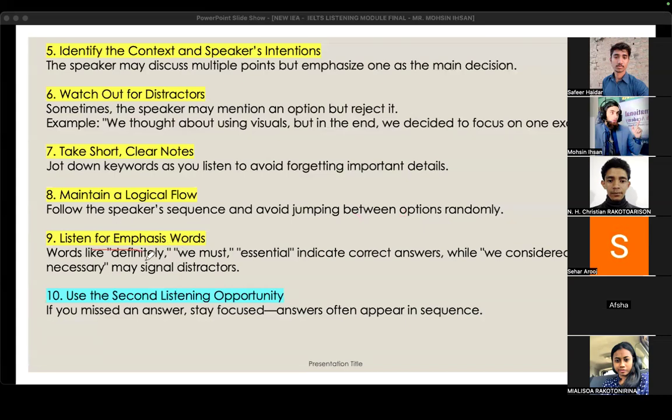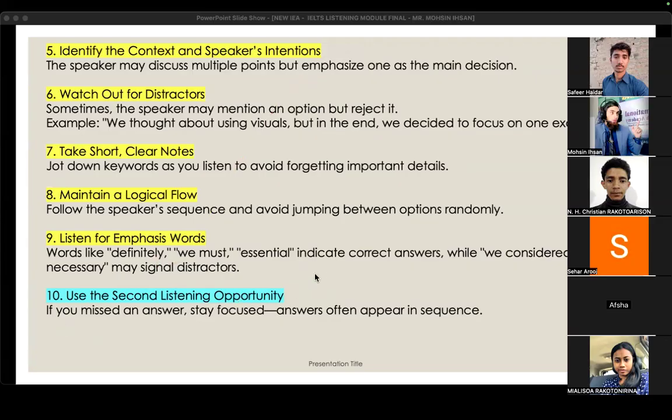Listen for emphasis words like definitely, we must, essential. These mean agreement and indicate correct answers. We should know these words will be used: we must, definitely, essential, beneficial, significant, magnificent, crucial. All such alternative words will also focus on emphasizing the options. What we read here, emphasize. So if that is used before or after but, this means this is the exact one, the right option.